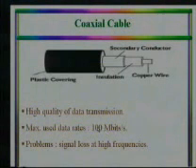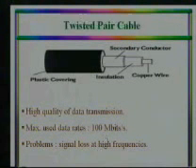Again, the data transmission compared to twisted pair is very high quality. The maximum data rate achieved is 100 megabits per second, and I told you that if you have more bandwidth, a higher data rate can be supported. But with the same bandwidth you can also support higher data rates by using different encoding techniques. But again there are some problems, such as signal loss at high frequency.